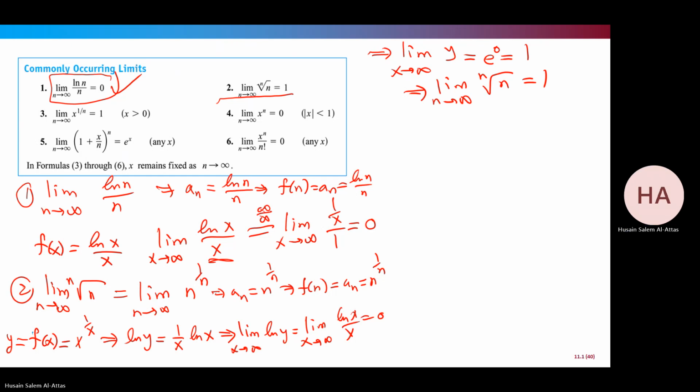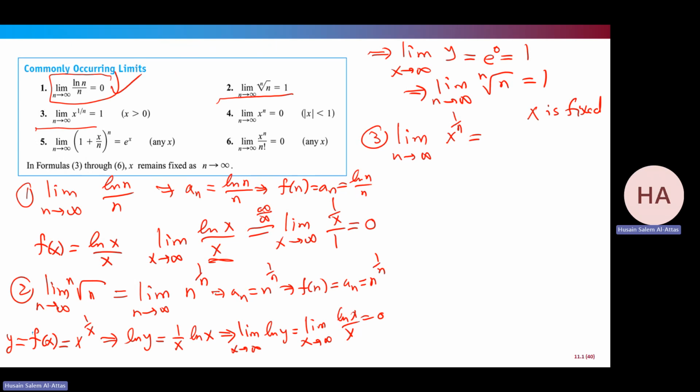Now let me do more. This one: the limit as n goes to infinity of x to the power 1 over n. What will happen? This is an easy one. x is fixed. x is just a value: 10, 20, 3, 5, who cares? As n goes to infinity, 1 over n goes to 0. So I have x to the power 0, where x is the value. For sure, this goes to 1. So this limit is equal to 1, where x is positive.